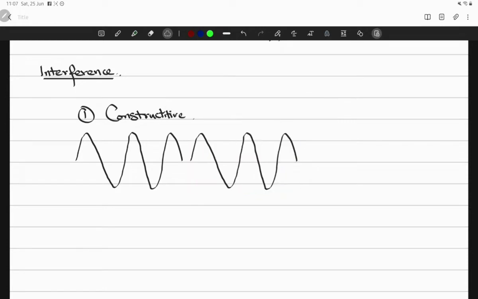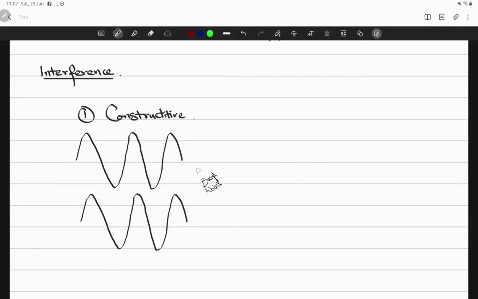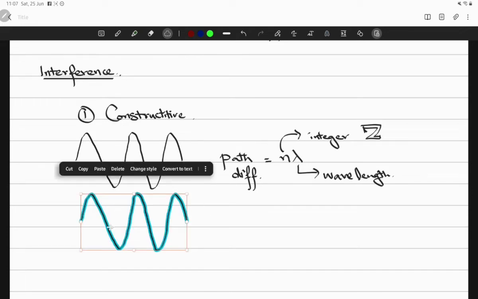So here we have this wave. Now if the path difference between these two waves is n lambda, so the difference between the path is equal to n lambda, where n is any integer, it belongs to the set of integers, and lambda is the wavelength of the wave. So if this wave, instead of being here, it could have been here, it would produce constructive interference.